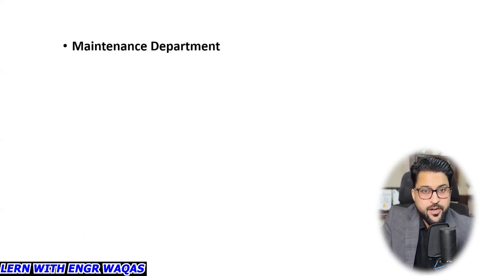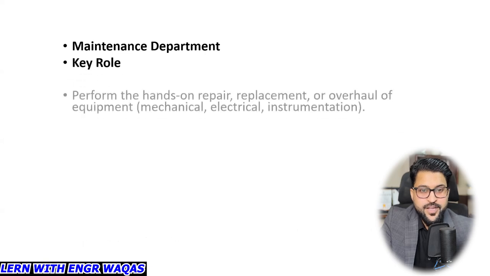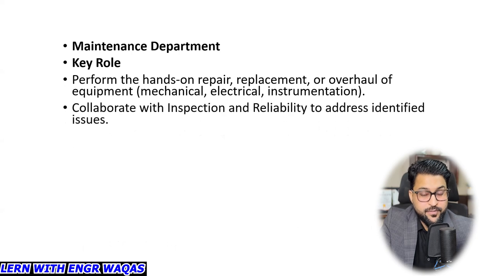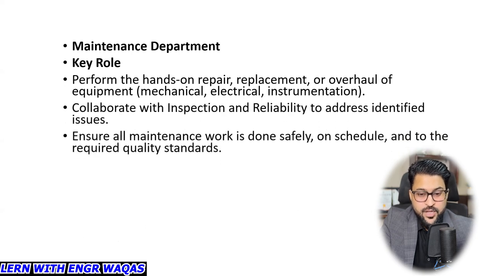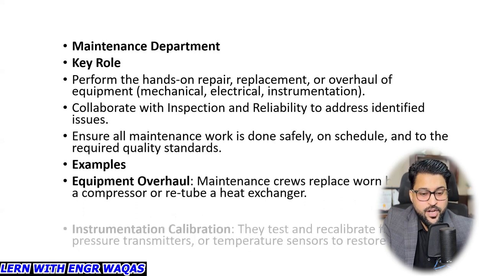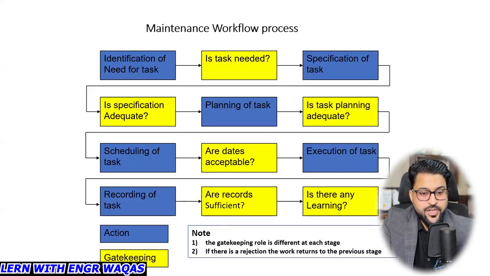Then the maintenance department. These people are directly working on those things. They are going to conduct repair and maintenance, collaborating with inspection people. They are going to do all these things in a safe way. They are going to follow the project schedules made by planning engineers. Examples: overhauling, instrumentation calibration, and all that.